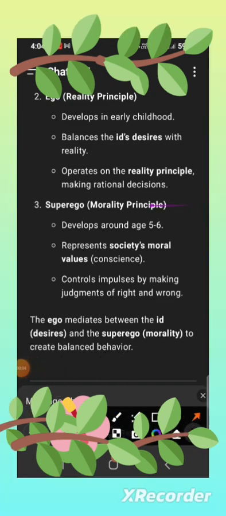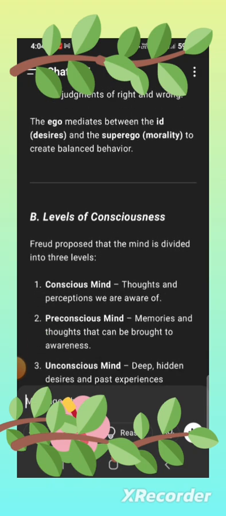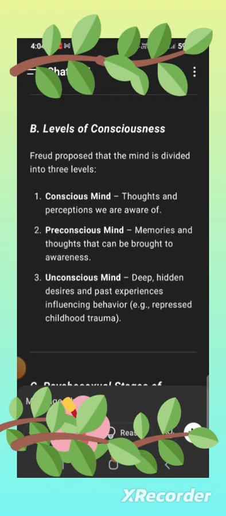Superego, the morality principle, develops around age 5 to 6. It represents societal moral values and concerns, and guides the ego to make ethical choices. Example: feeling guilty after telling a lie. So the ego mediates between the id's desires and the superego's morality to create balanced behavior.